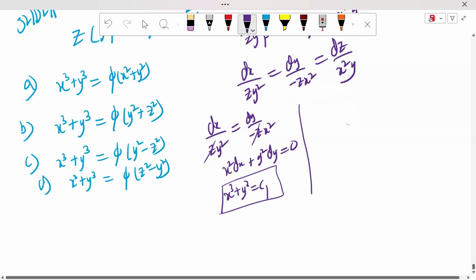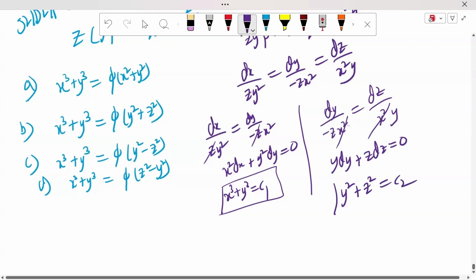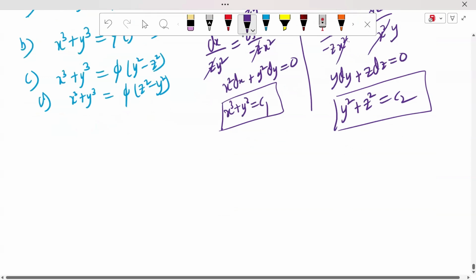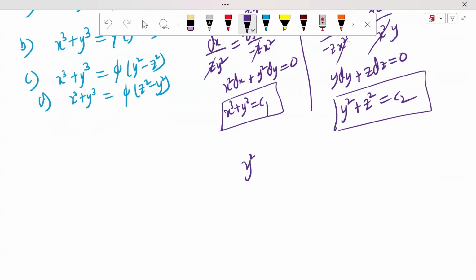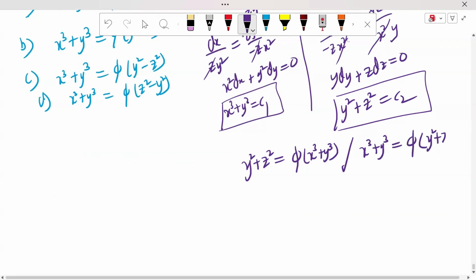Another, for example, take the other two fractions: dy by minus z into x square is equal to dz by x square into y. Here x square cancels. Remaining term y dy plus z dz is equal to 0. Integrating on both sides, y square plus z square is equal to c2. So the final answer is y square plus z square is equal to phi of x cube plus y cube, or x cube plus y cube is equal to phi of y square plus z square.